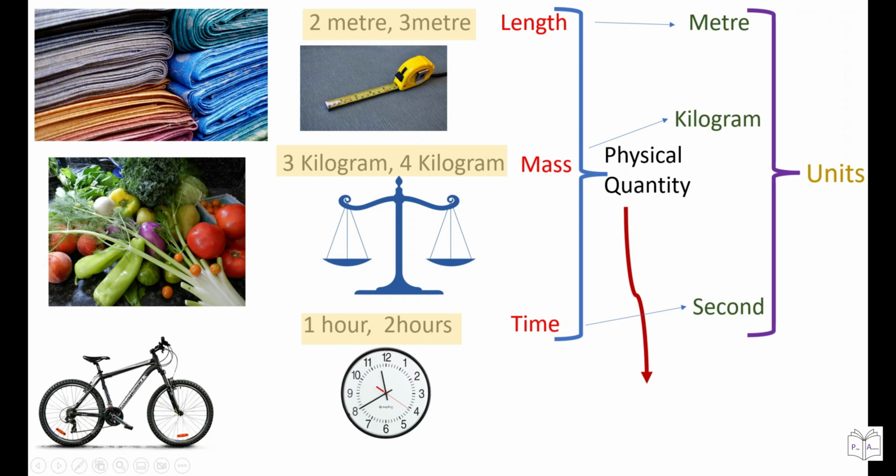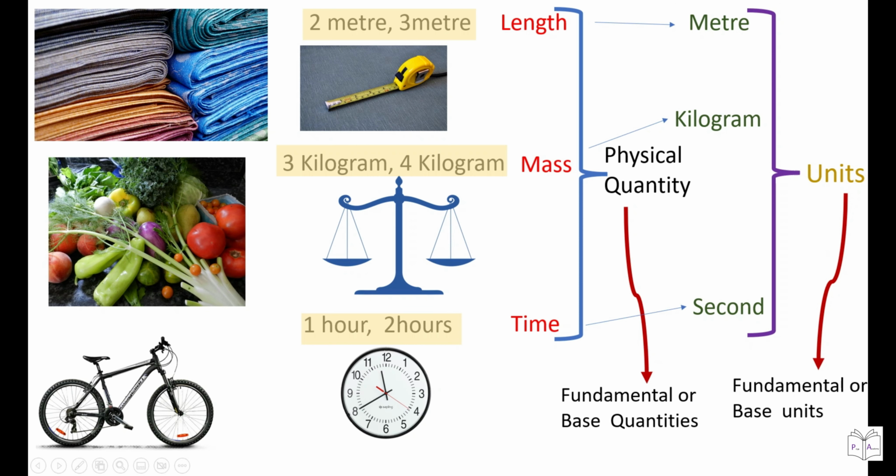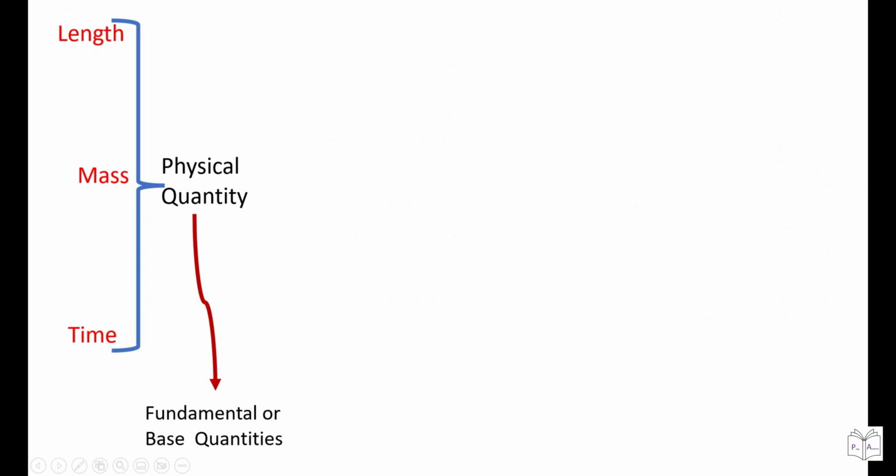Now these three physical quantities, length, mass and time, are called fundamental or base quantities. What is the meaning of fundamental or base quantities? They are independent. They do not depend on one another. That is the meaning of fundamental or base quantities. Similarly, these three corresponding units are called fundamental or base units.